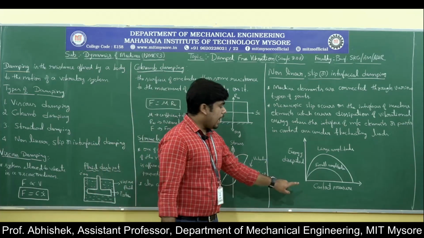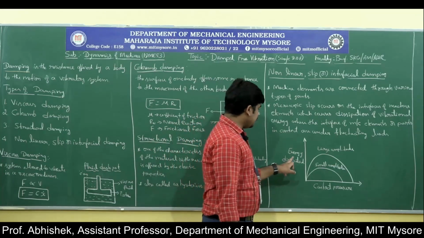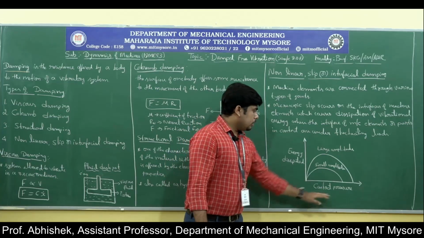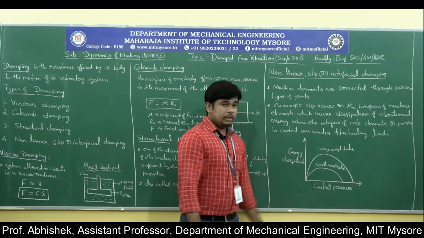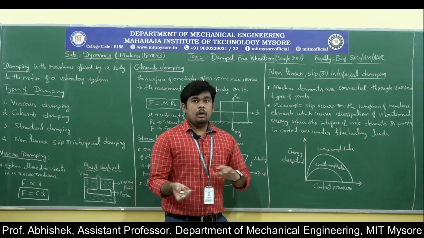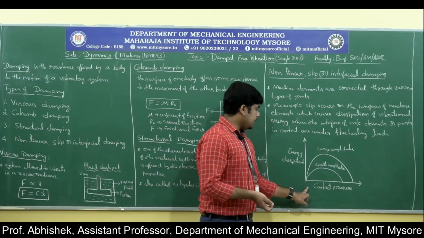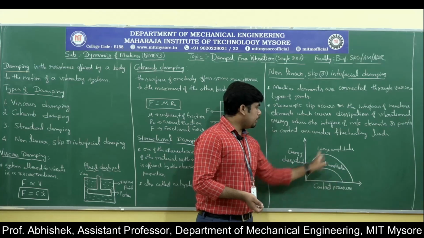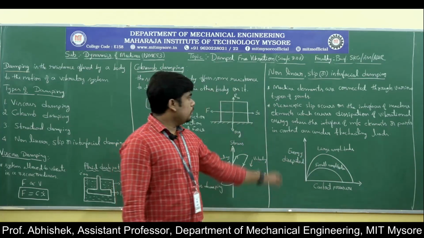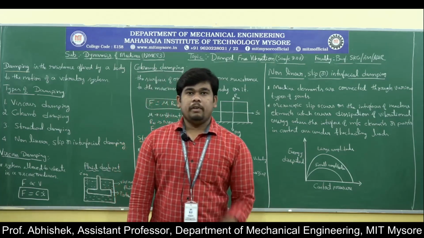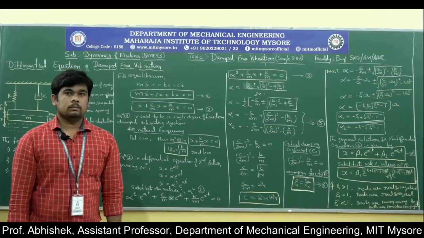So for this we have a graph here, energy dissipated and contact pressure. As per the contact pressure and the energy dissipation, what will be the amplitude of the system? You can see that we have a small amplitude and a large amplitude also. So this is about the non-linear slip or interfacial damping.